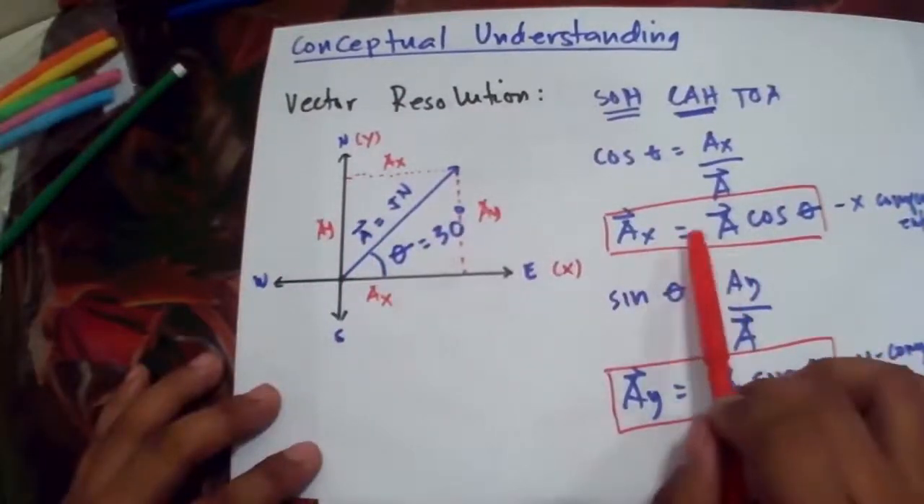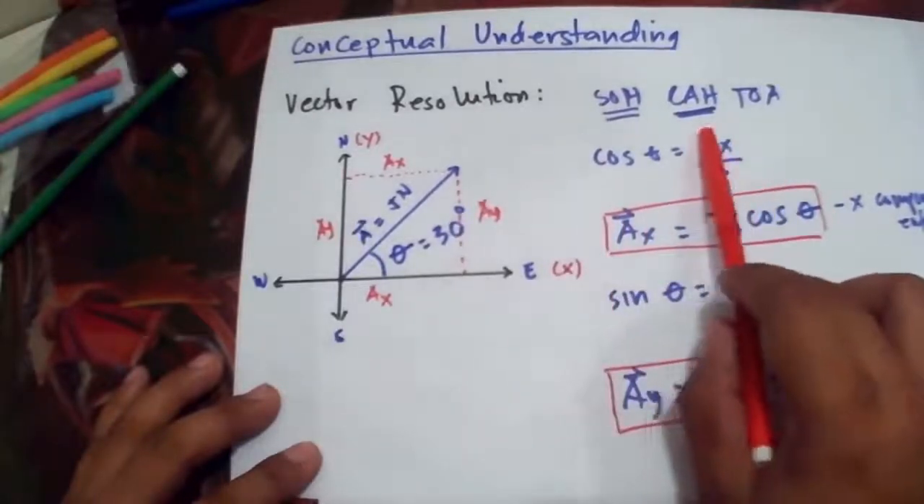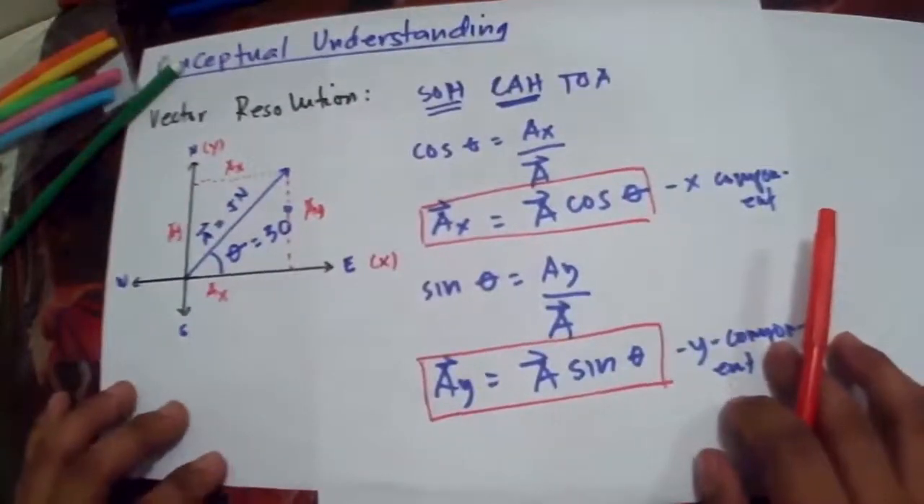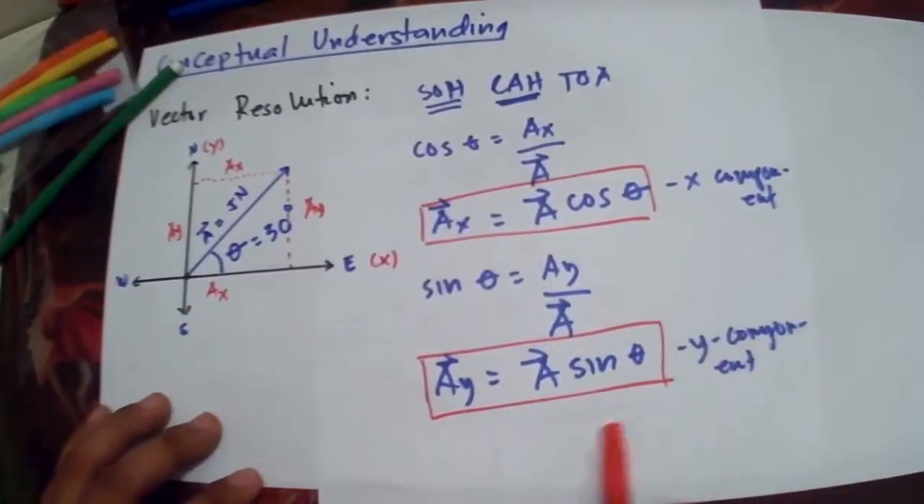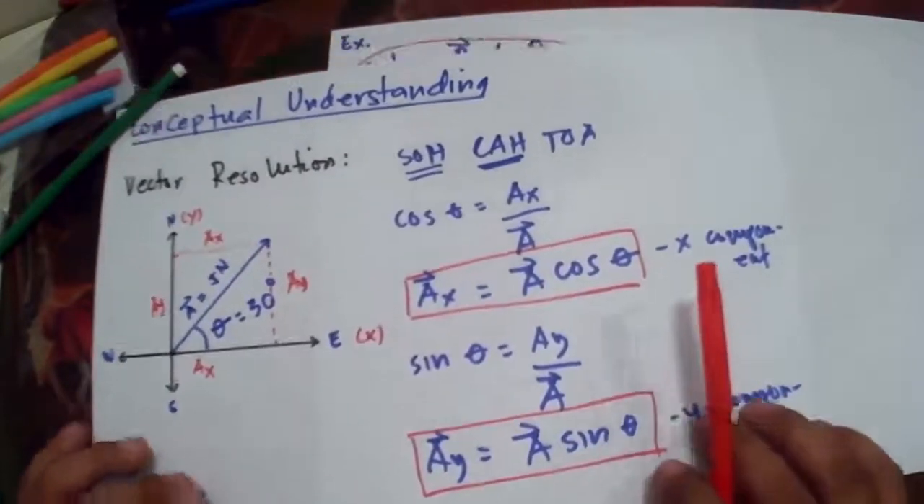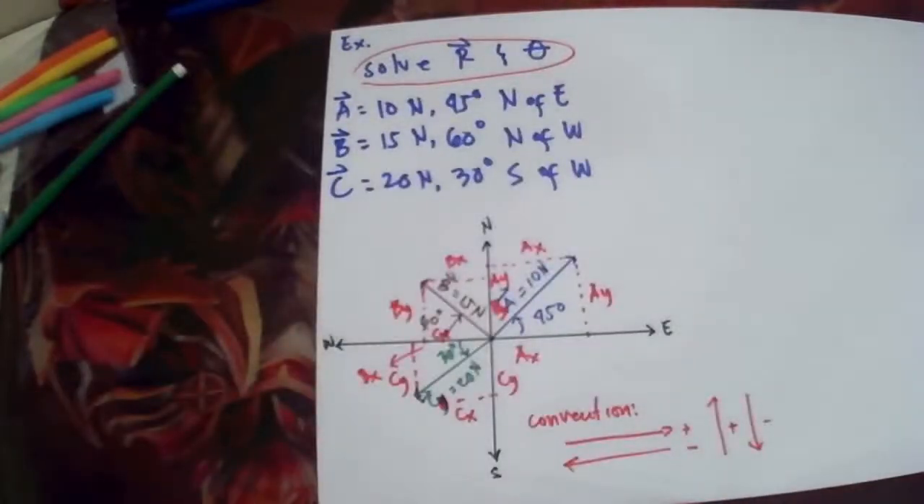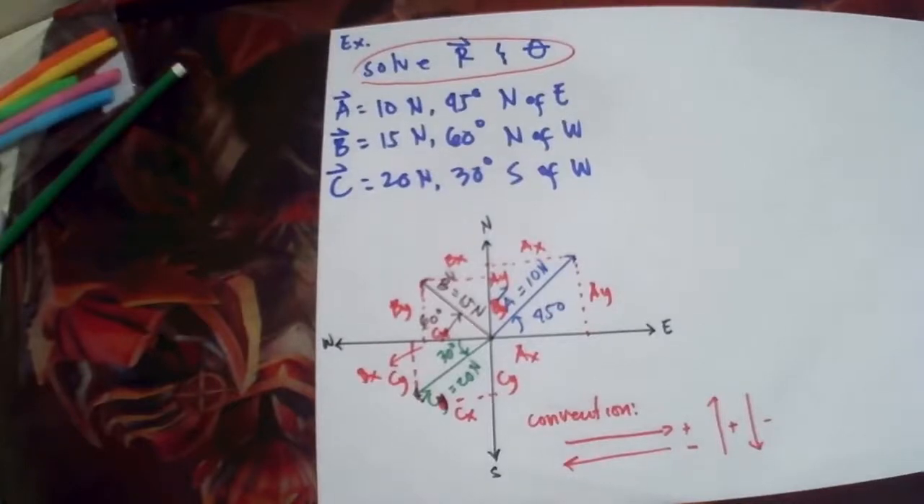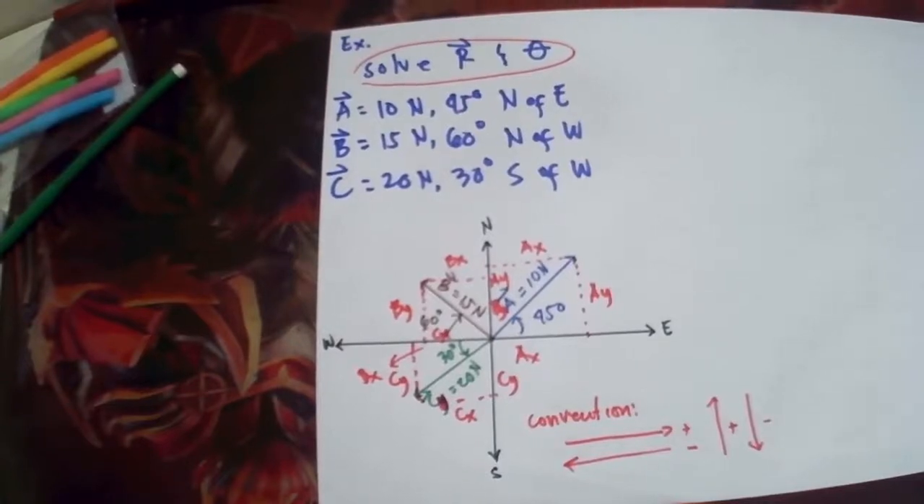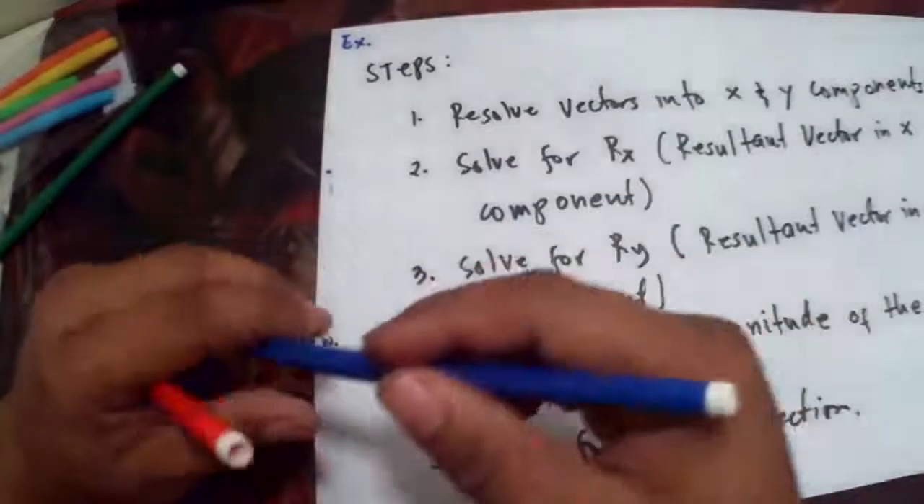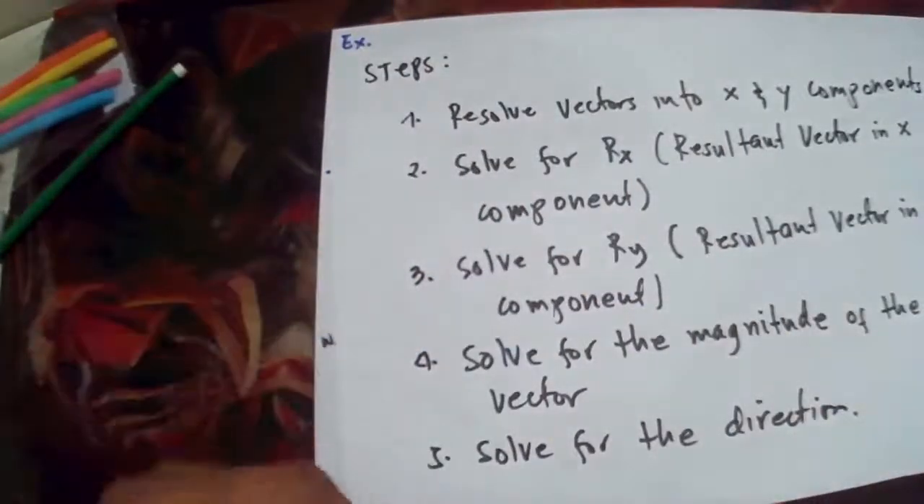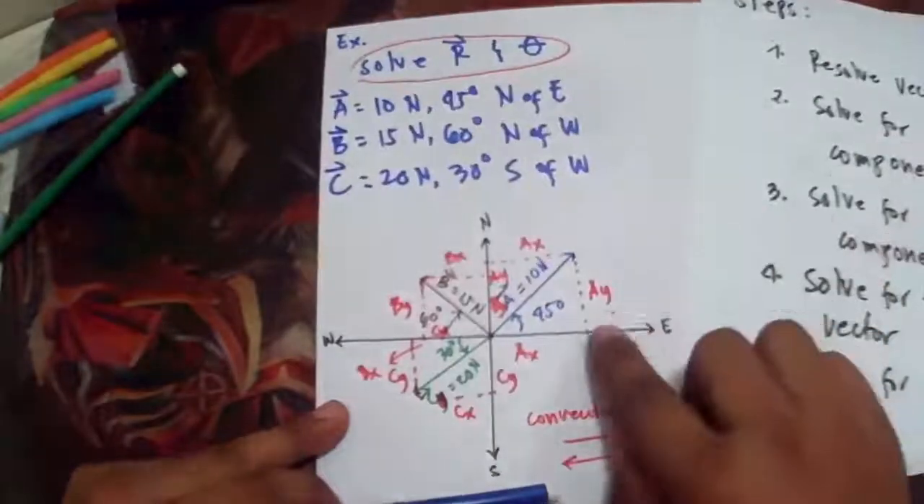So in the x-axis, we're going to use the cosine function, and for the y-axis, we're going to use the sine function. Okay, let's try to solve for R sub x. Let's go back again to our steps here so that we can be guided properly. So we already did this one. We resolve vectors into x and y components.